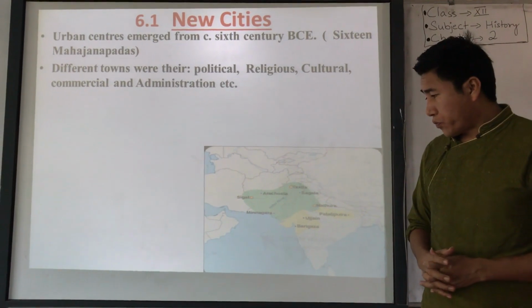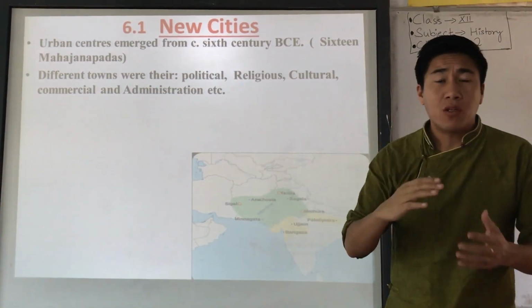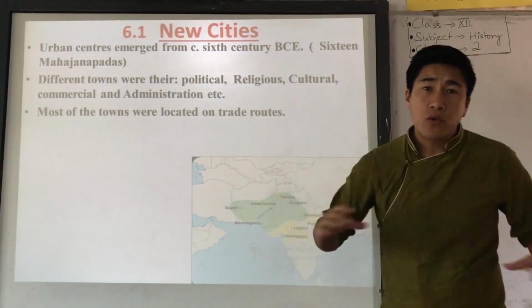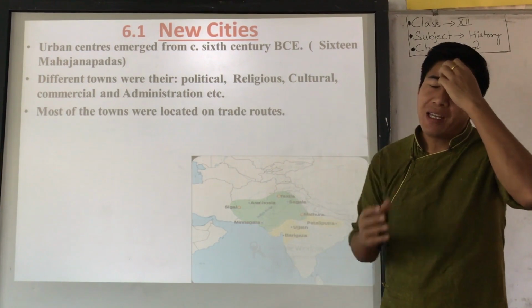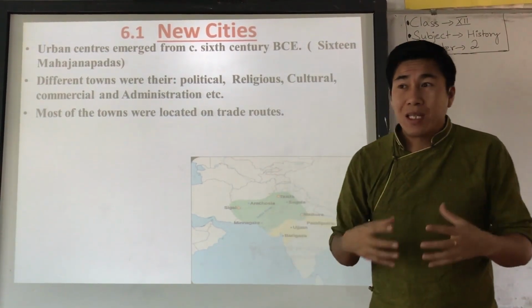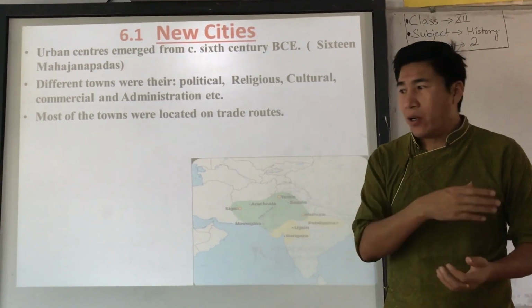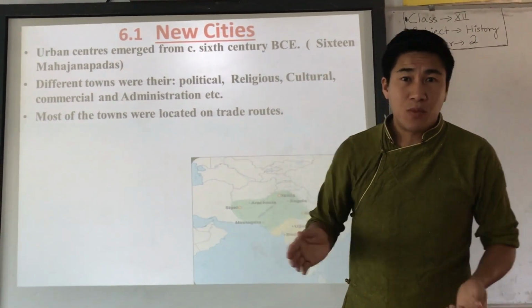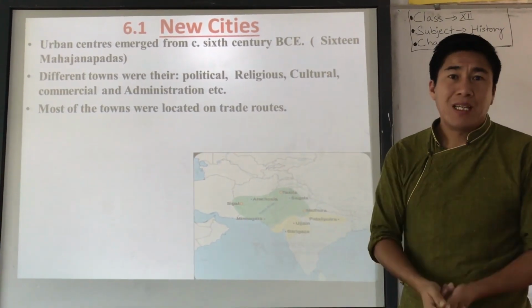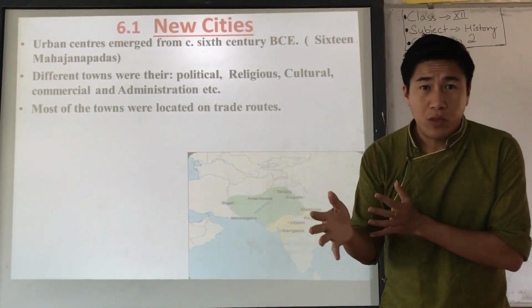Now you know that most of the towns or cities were located on trade routes. Why? Because if they made their cities or towns on the trade route, the king used to get tax. They collected tax from the people doing business within their kingdom. So that is one important factor, because of that you can get this tax. So most of the towns were located on a trade route.